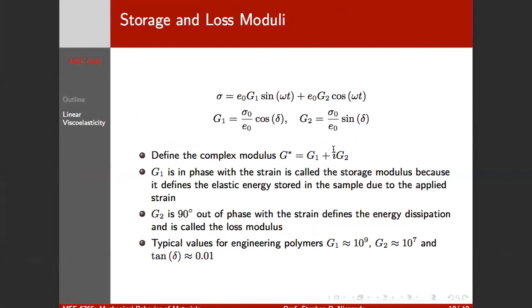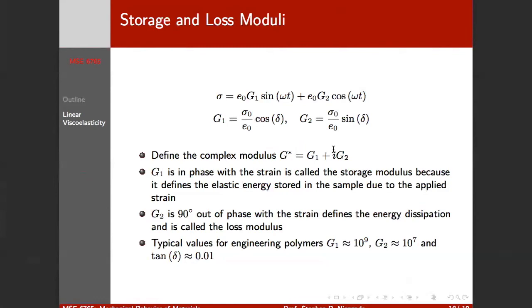You can use this to define what we call a complex modulus, very similar to impedance. The RC circuit has a lot of parallels. This G1 here is the storage modulus, which defines the amount of elastic energy that's stored in the sample due to the applied strain. G2 is the loss modulus, the part 90 degrees out of phase, and this is the energy dissipation.